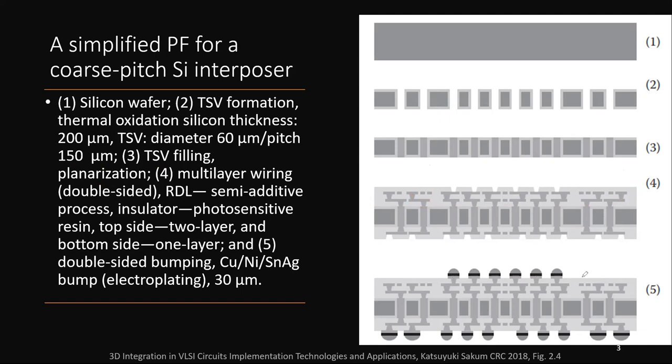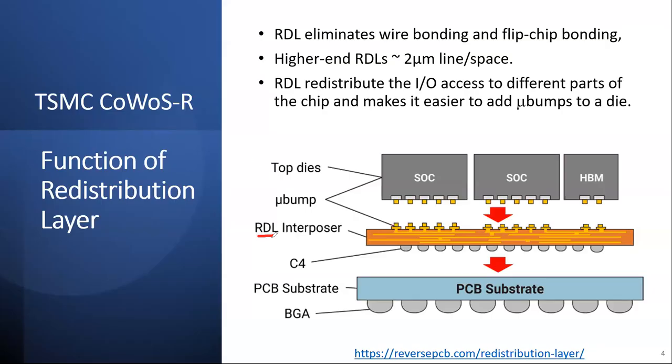That's what you do, pretty much. It looks simple, right? But today I'm going to talk about starting with the RDL interposer first, just from a process guy's perspective. That's my preference, because the RDL process is relatively easier than TSV, which is much more challenging.